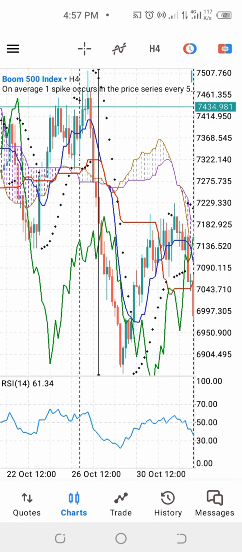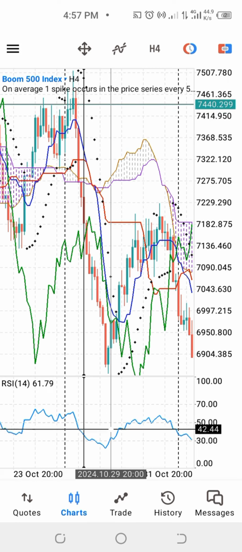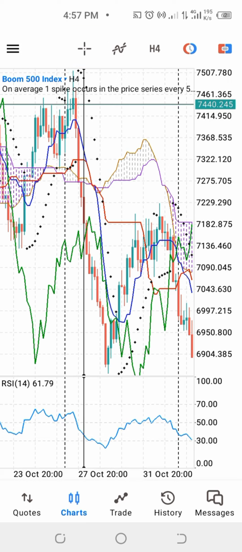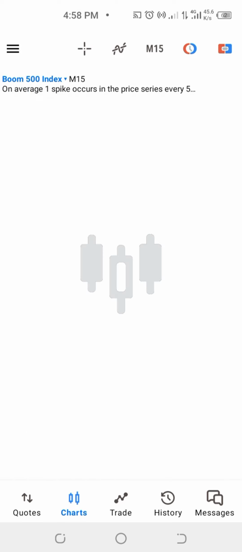So the things you need to take note of: number one, the market needs to be below the cloud. Number two, the parabolic SAR needs to have started imprinting above the market price. Then number three, on the H4 time frame, the market should be between the 50 and the 30 levels on your RSI. Then what do you do next? You dash to the M15 time frame.